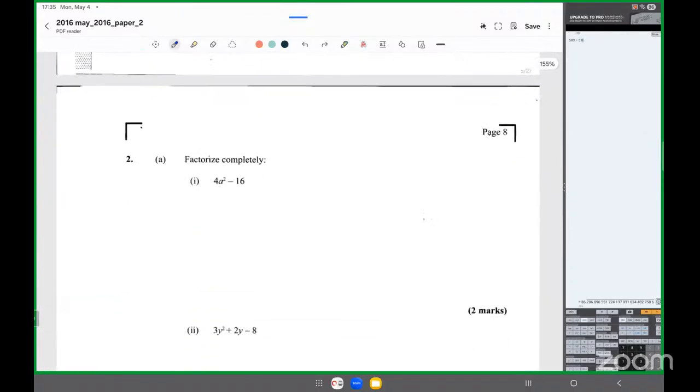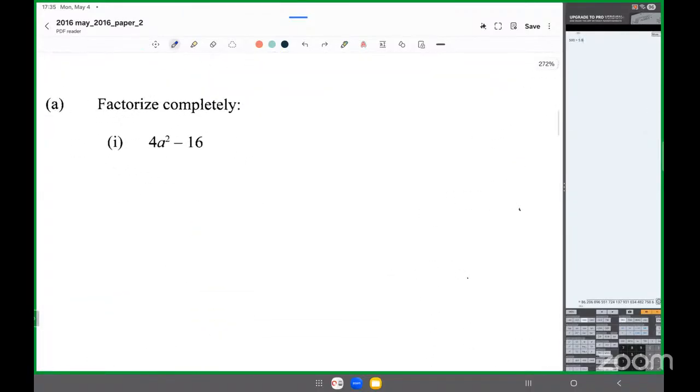Question 1 done. Number 2 is to factorize this thing. So this is the two terms, the difference of two squares in it. But when you have a common factor, you do the common factor first. Always do the common factor first when it has a common factor in it. In this case, the common factor is 4. So you factor out the 4 first.